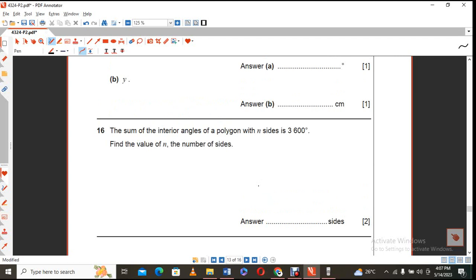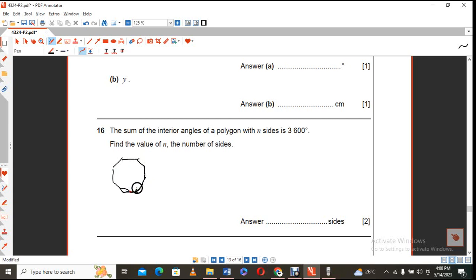Maybe question 16. This, I promise, is going to be the last question. The sum of the interior angles of a polygon with n sides is 3600. So the sum of the interior angles of the polygon is 3600. We don't know this polygon. So let's suppose I just draw a normal polygon so you can understand the concept, okay? So this here is an octagon.